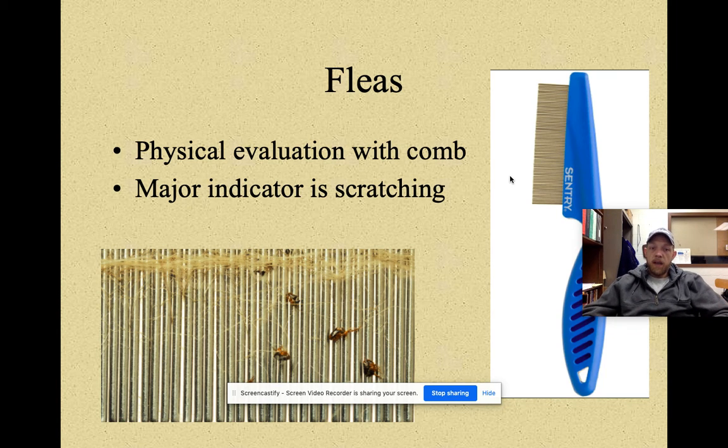Fleas are a very particular looking external parasite. They've got this little seed-shaped body, and then they've got these spring-like, cricket-like legs. So very easy to separate them out from our other external parasites. And they move fast, and they jump. So if you see these jumping brown little things, it's probably fleas.